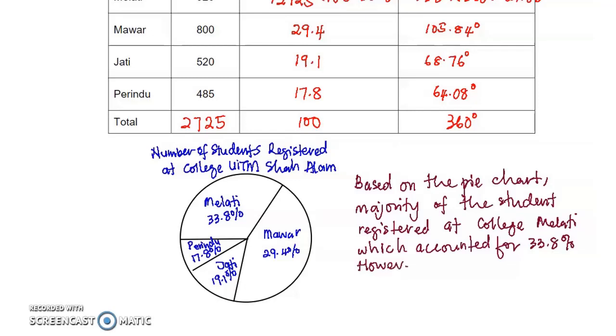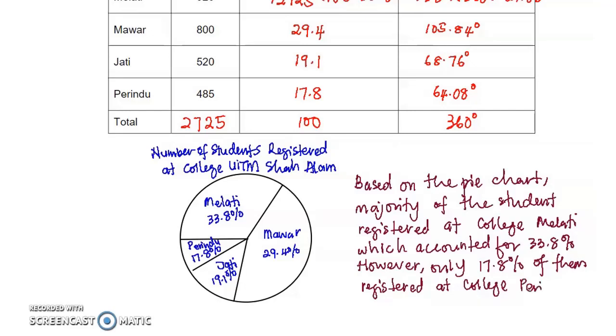However, okay, at least you compare lowest and highest. Only 17.8% of them registered at College Perindo. Okay, just brief explanation or comment.